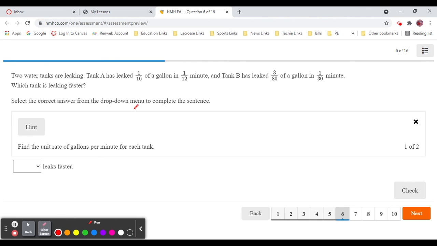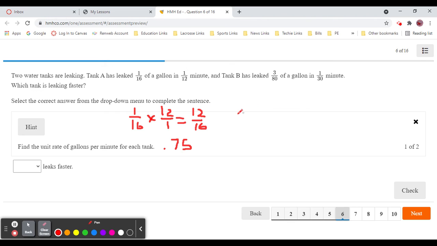So there we go. 1/16. Keep it. I don't really have to do the rest of it at this point. Change it to a multiplication and then flip it. 12/1. Okay, at this point, you probably have 12/16. If you want to do it this way, you can. 12 divided by 16. It's going to give you 0.75. Okay, so this is leaking in 0.75 gallons per minute.